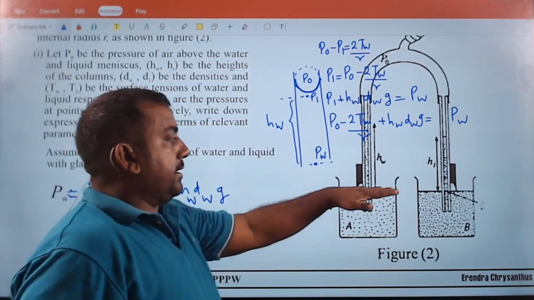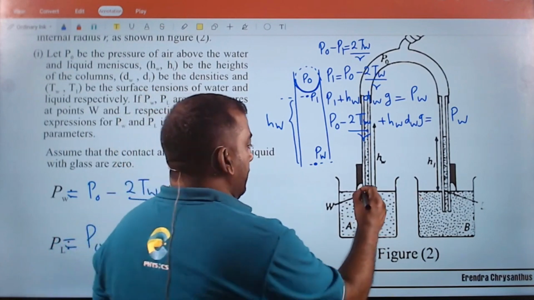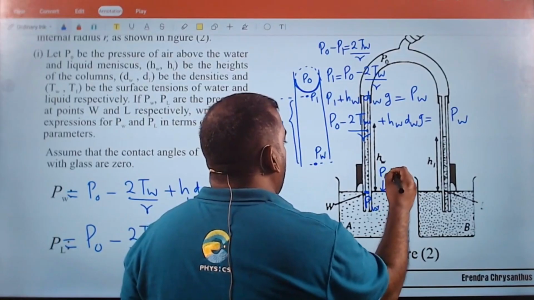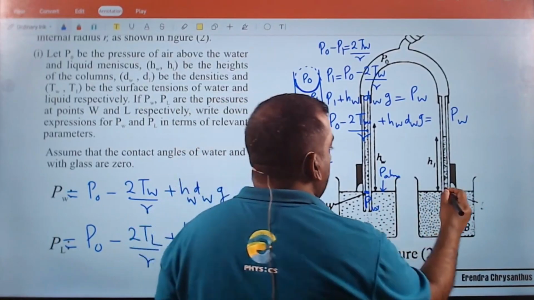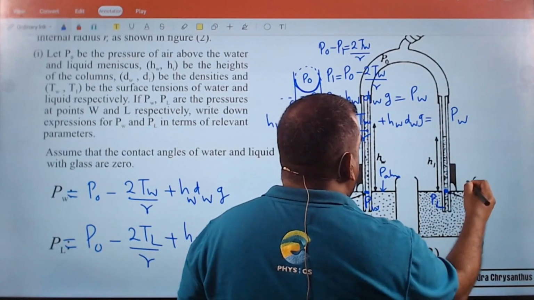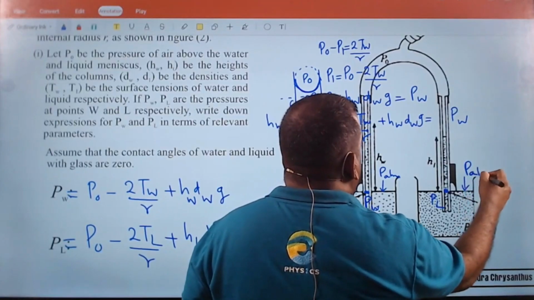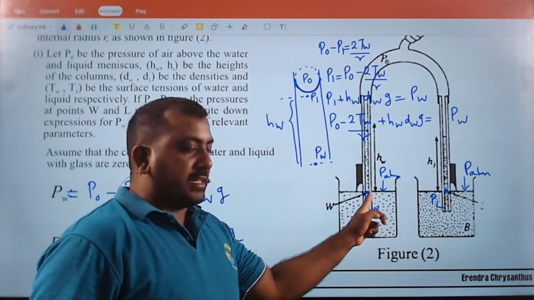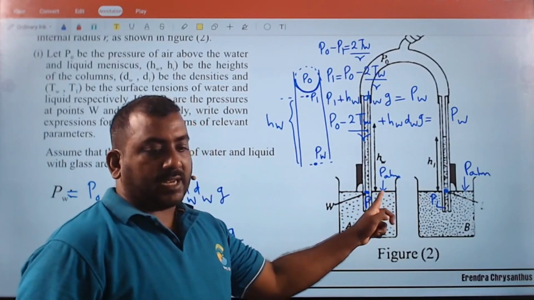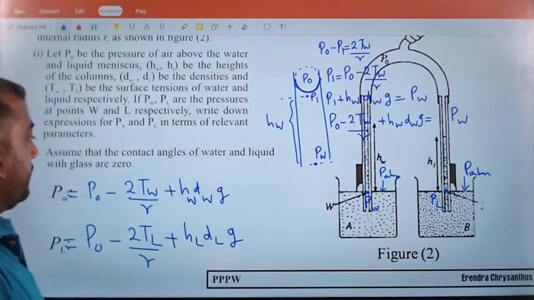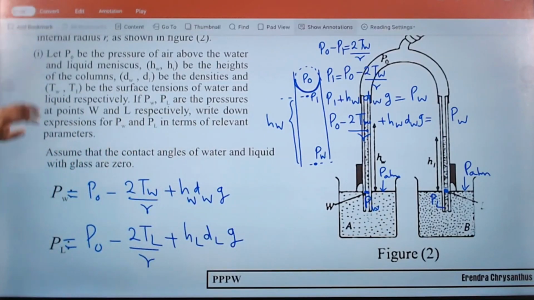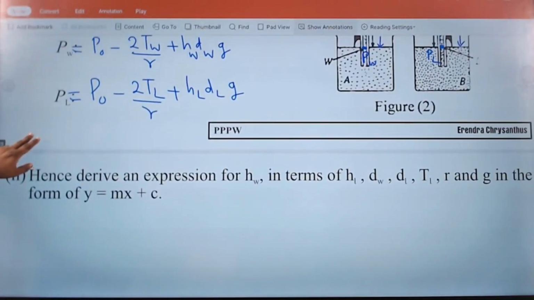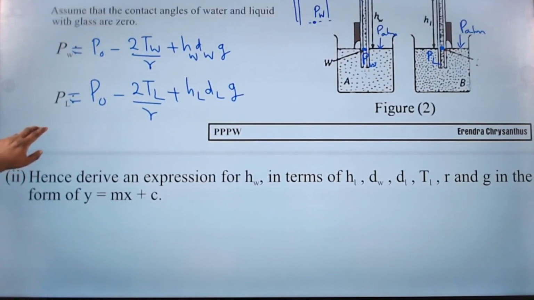But don't forget, here the pressure PW is actually equal to atmospheric pressure. Here the pressure PL is actually equal to atmospheric pressure. Why? Because pressures at the same level are equal. Pressures at the same level are equal. Right.